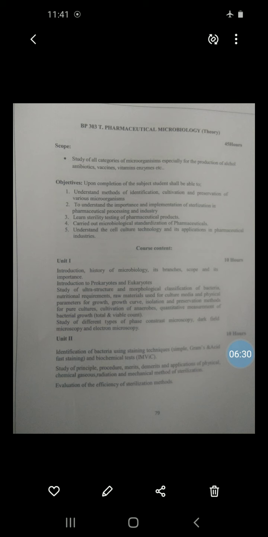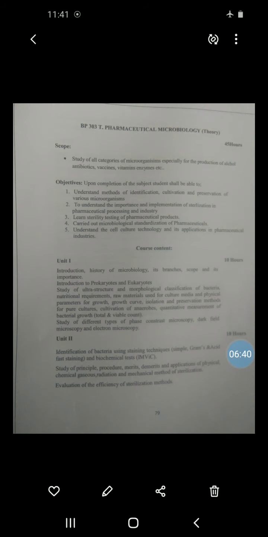Second is X-ray sterilization. In X-ray sterilization, there is a combination of shorter exposure time and improved dose uniformity ratio, that is DUR.